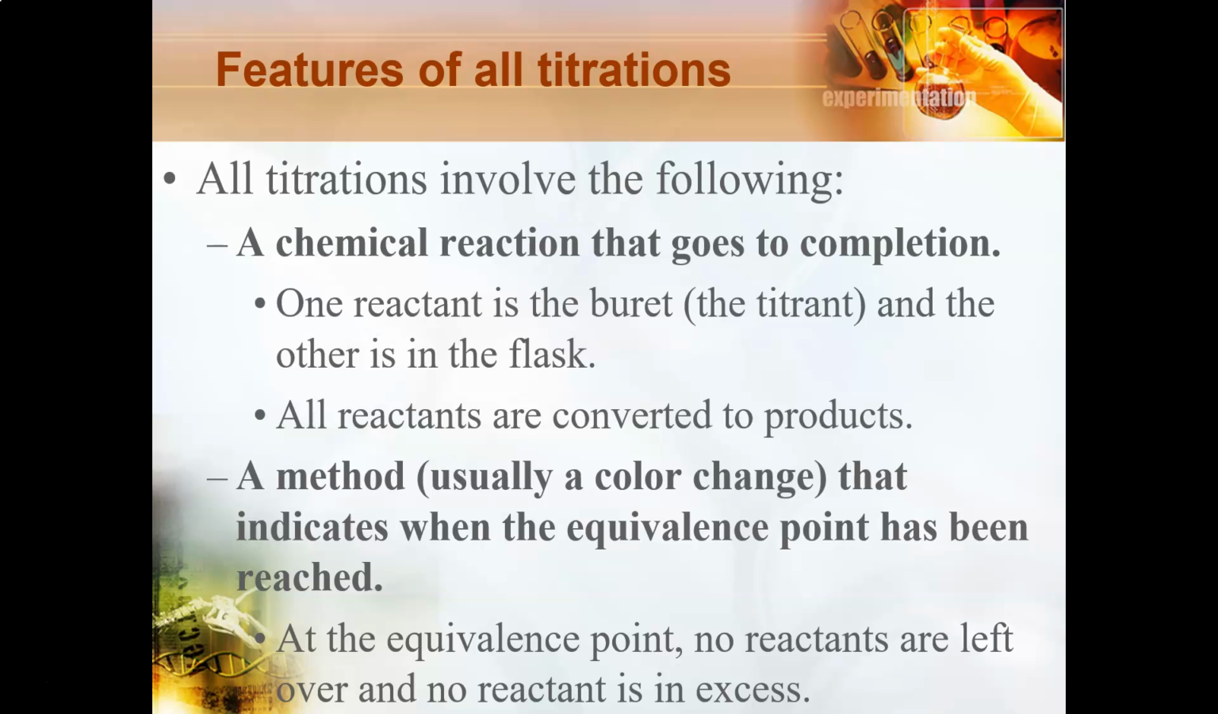So we've done acid-base titrations before. This is a different type of titration, but all titrations involve the following characteristics. A chemical reaction goes 100% to completion, so all of the reactants are used up and we form products. One of the reactants is in the burette, so we call that the titrant, and the other is in the flask. And all of the reactants are converted to products. The other thing that we need is a method, usually a color change, that indicates when the equivalence point has been reached.